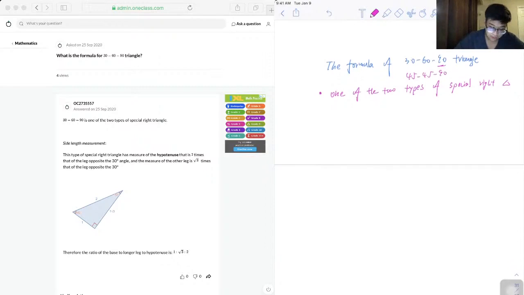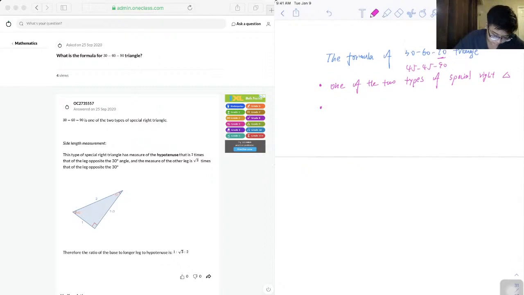Yep. And let's draw this triangle. So it is a right triangle, and I'll just call this part A, B, and C. So A is equal to 90 degrees, B is equal to 60, and C is equal to 30.